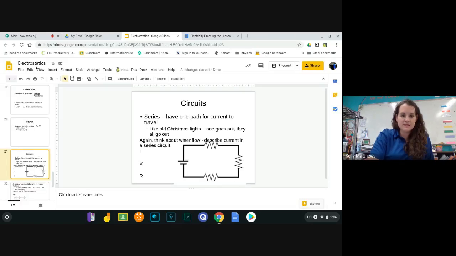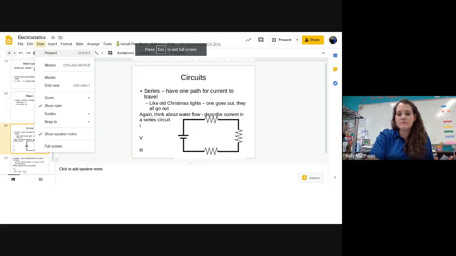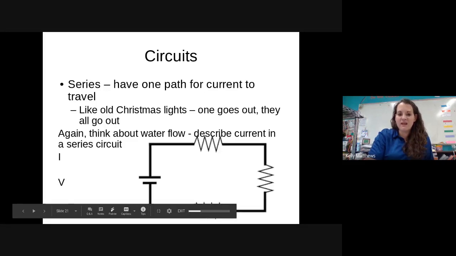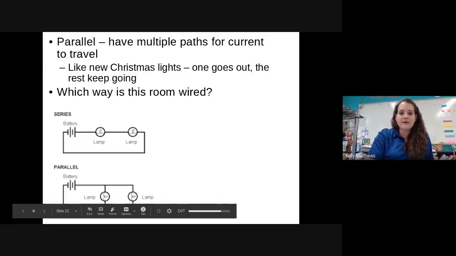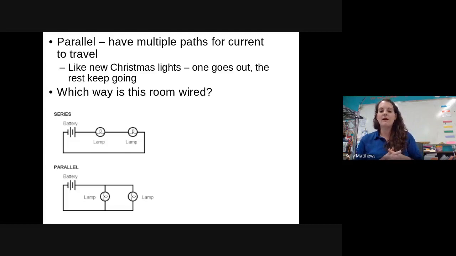We looked at a series circuit here. We know they're like old Christmas tree lights. If one path gets broken, then all of the lights stop working. In a parallel circuit, you have multiple paths to travel. It's like newer Christmas lights. One goes out and the rest keep working. So you see a series and a parallel there, and we've already said that most rooms, most buildings are wired in a series because you turn off a switch and that one thing that it's connected to stops working.